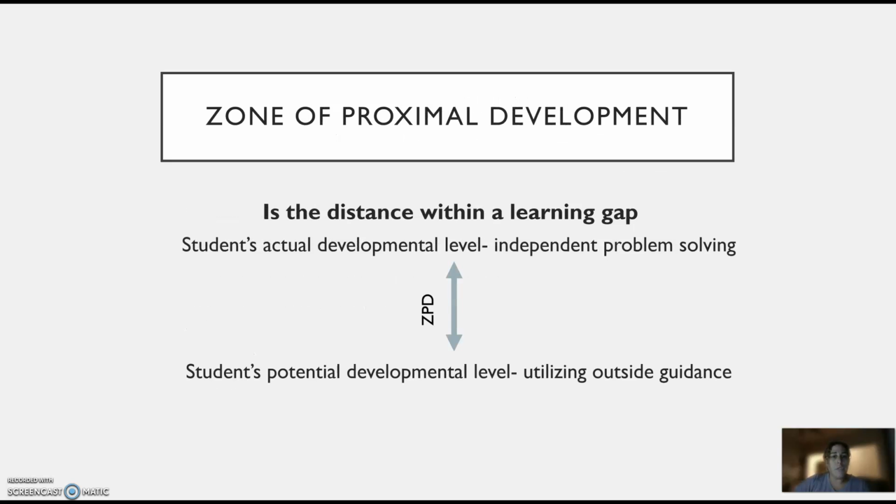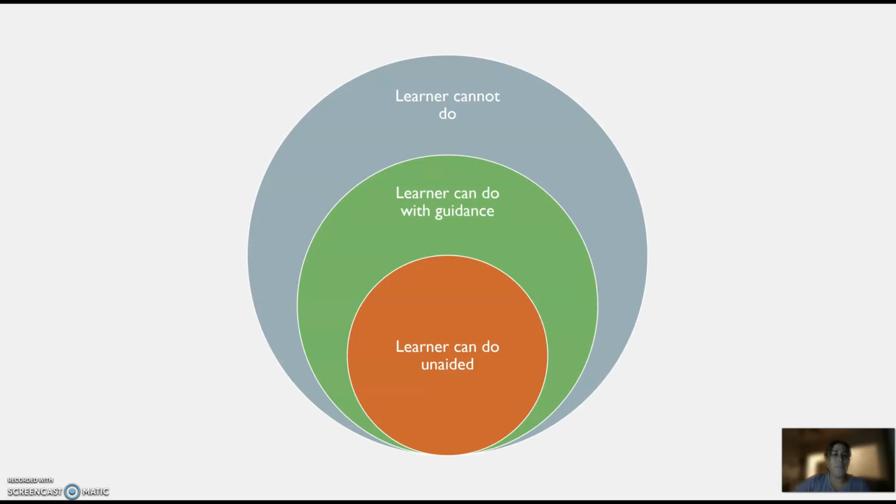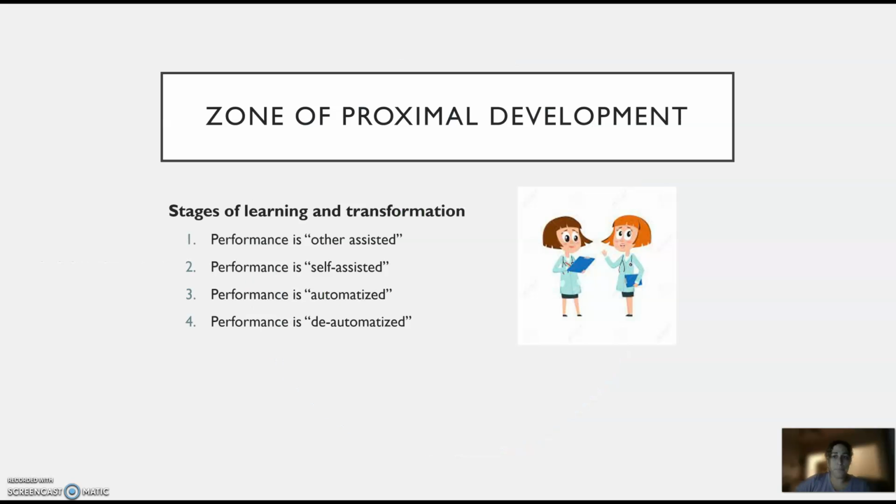His big theory was the zone of proximal development. This is considered the distance within a learning gap. So it's the distance between the student's actual developmental level where independent problem solving occurs and a student's potential developmental level that requires outside guidance. I created this diagram over here to further explain that. The orange area is what the learner can do unaided. The green area is what the learner can do with guidance, and the blue area is what the learner cannot do. The green area here is the zone of proximal development.